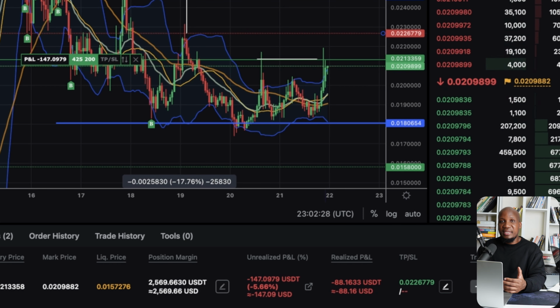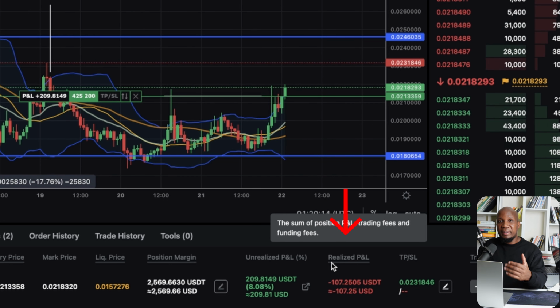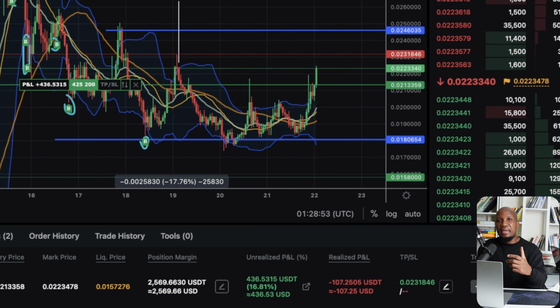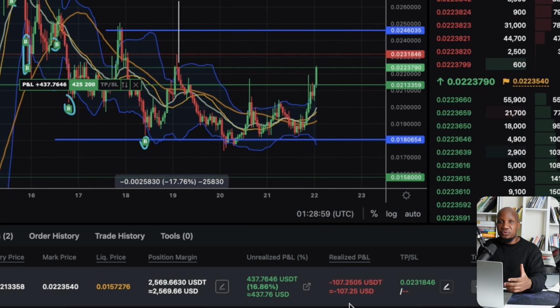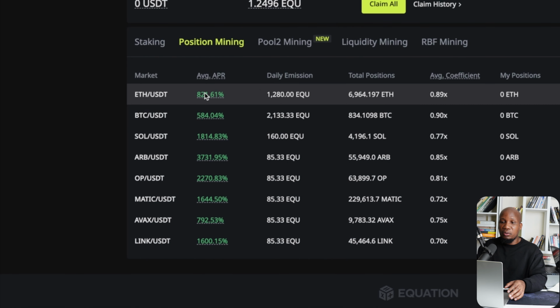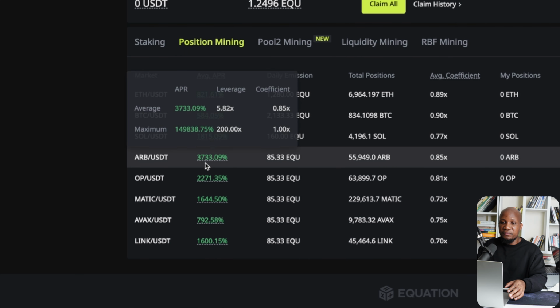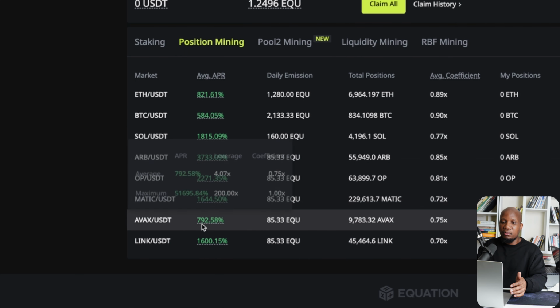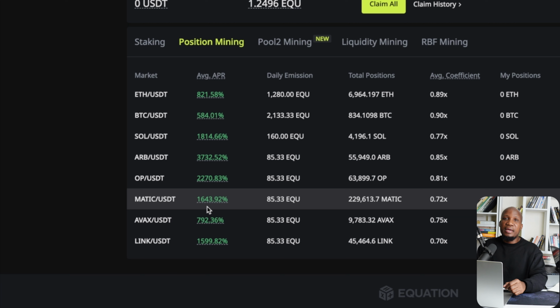And you can see here, even though I'm now breaking even and making profits on my trade, I'm still losing because I've been holding this position for so long. I'm paying a lot in funding fees and also trading fees as I am scaling the trade. If you're trading on Equation, Ethereum and BTC, you can trade with 0 fees. Here you can see, if you click on position mining, you can see all the APR here. So if you're trading one of these assets here, you can make a lot of money. Obviously, don't just chase APR. Make sure that you are following your strategy.